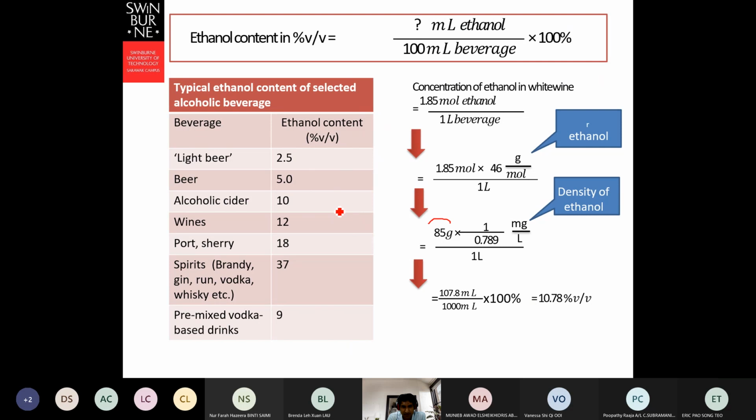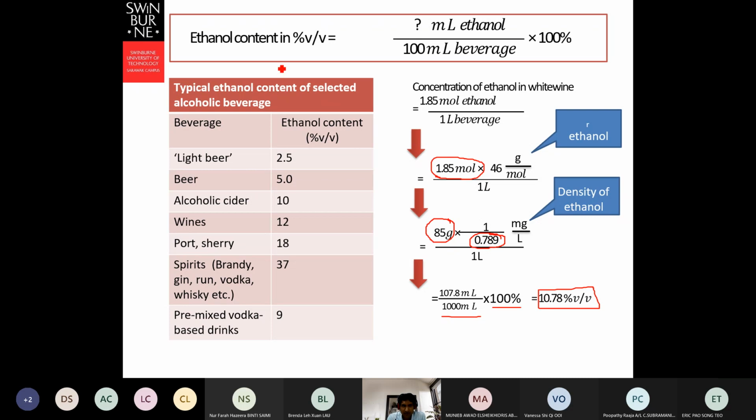So we find 1.85 moles of ethanol is 85 grams, and then we divide by this density, right? 789, density of ethanol. So 789, and then we'll find the milliliter actually. So milliliter over 1000 milliliter, that means 1 liter, times 100%, it is 10.78 volume by volume percentage.